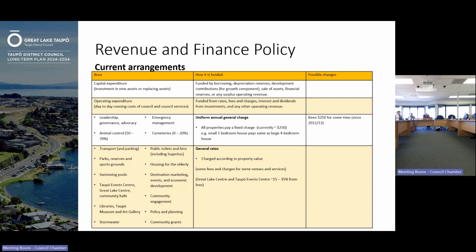Then we've got a separate funding policy which says what can we use the depreciation reserve for? And we primarily use it for renewals, paying back loans on all the things we've built, but we're also free to spend it on new capital according to the policy. But we generally don't.